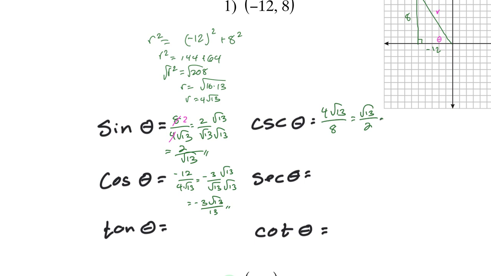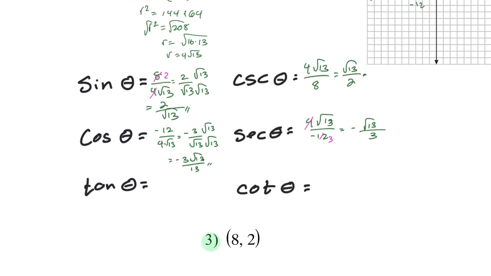Secant is r over x. So that means that I got 4 square root of 13 divided by negative 12. So this is negative square root of 13 divided by 3. I'm just simplifying here by 4. So this becomes a 3 down here.